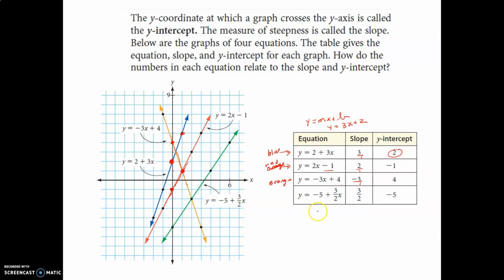Okay, and the last one, if I rewrite it, is y = 3/2 x - 5. So the y-intercept is negative 5, 1, 2, 3, 4, 5. And the slope is up 3 and over 2. So this would be the green line.